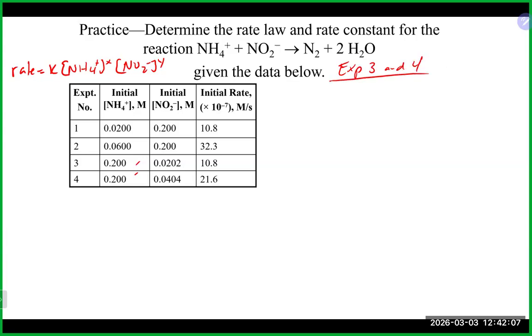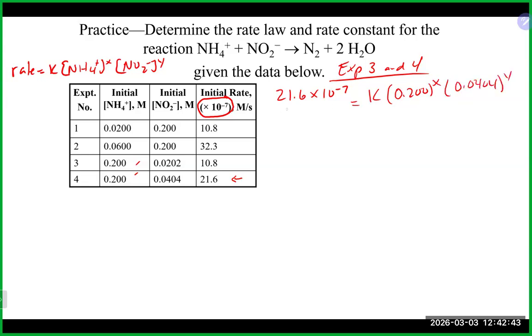3 and 4 here. Once again, going to take kind of the larger rate there up on top. And that means I can put everything for experiment 4 up there. That's 21.6, by the way, times 10 to the minus 7, as that might be important since it's mentioned there in the table. If you miss that, you'll be okay for most of it, but probably not at the end.